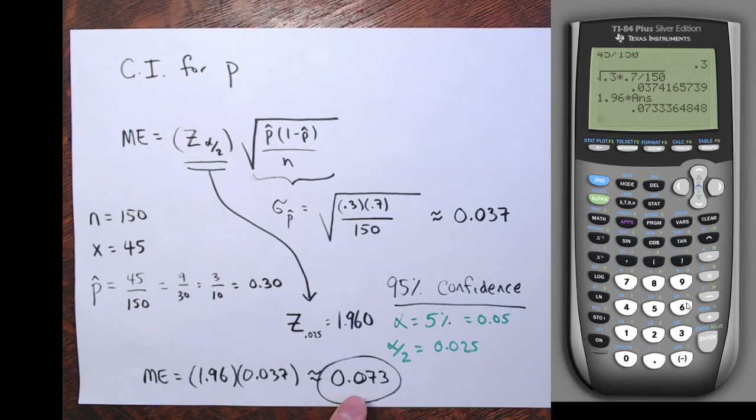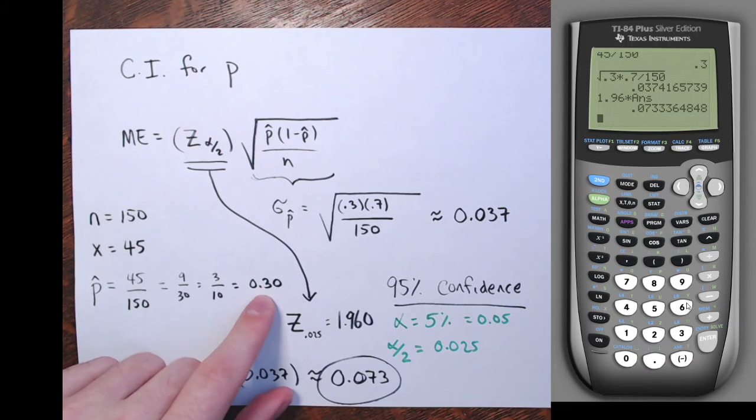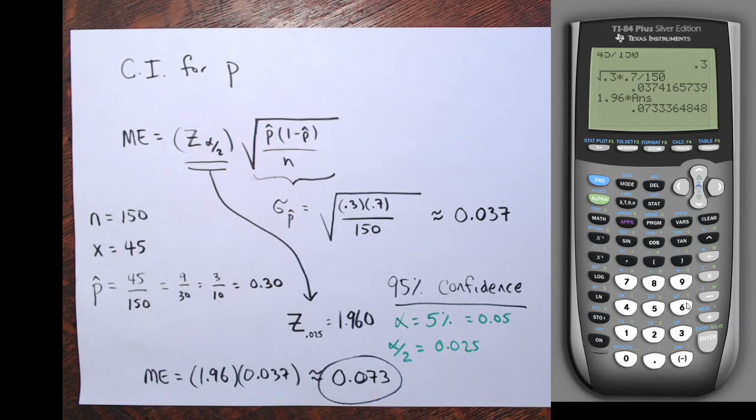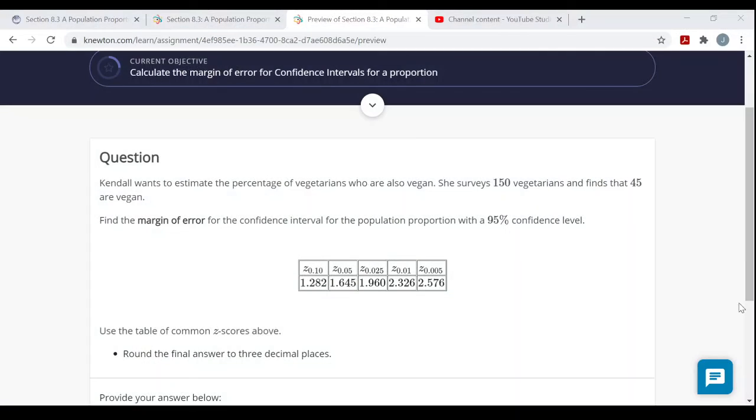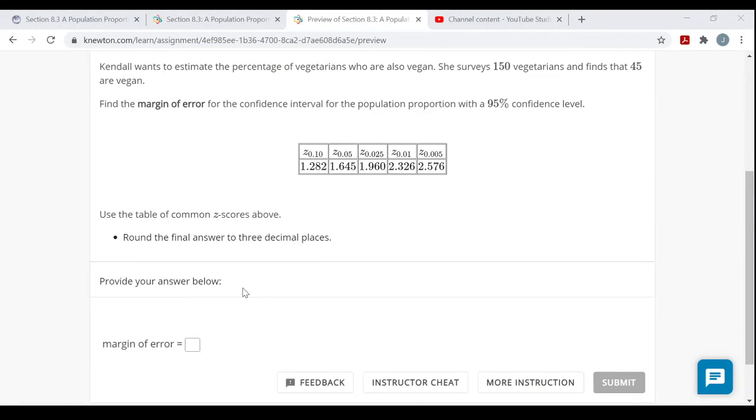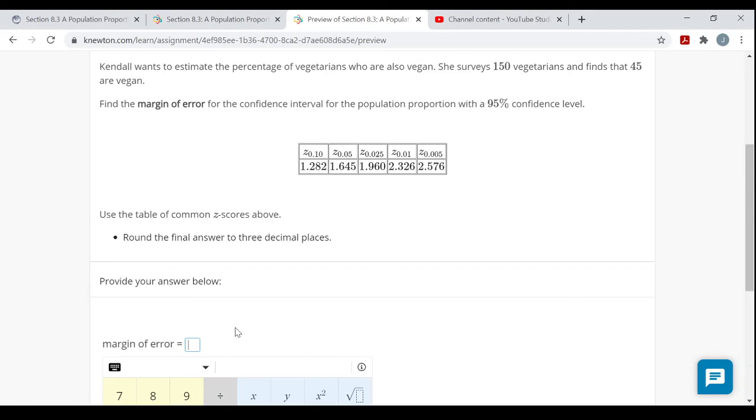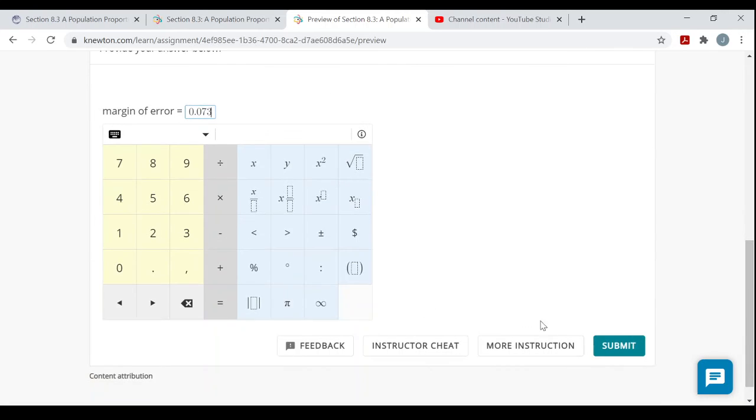Then I would add this to 0.3 to get the upper value of the confidence interval, and subtract this from 0.3 to get the lower value, if we were asked for a 95% confidence interval here. But we're not. We're just asked for the margin of error rounded to 3 decimal places. So 0.073.